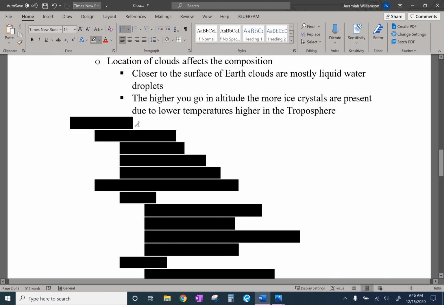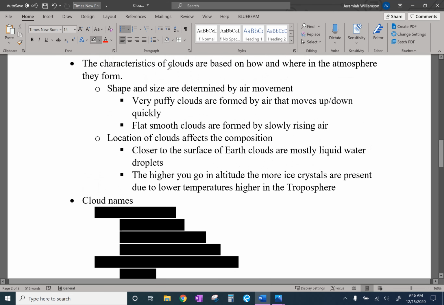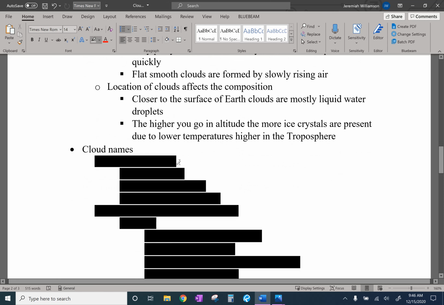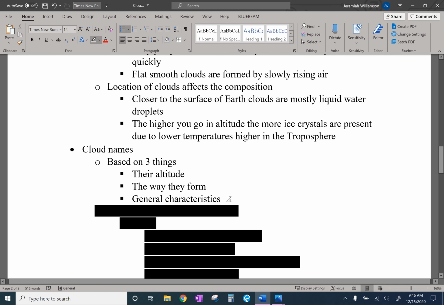All right, so now we need to talk about cloud names, the main types of clouds. Remember, their characteristics are based on how and where they form. This is how, this is where. Cloud names are based on three things. Their altitude, that's one big thing. The way they form, and general characteristics, as far as how they look when you look at them.